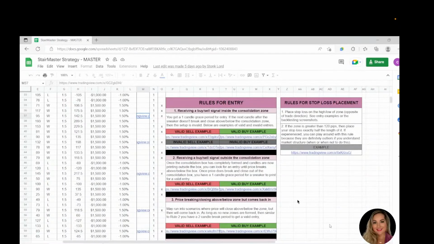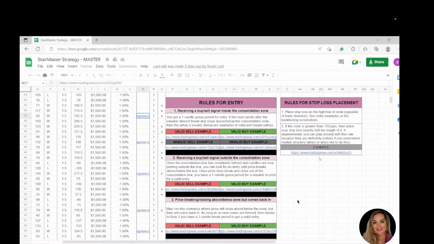There is an exception to not using just the blue boxes, and that is if your stop loss when you go to place it is greater than 120 points. If that is the case, then you will place your stop loss exactly half of the length of that blue box. So you will half the consolidation zone box. If you are an experienced trader, though, you can feel free to play around a little bit with structure, using market structure or using your own analysis based off of what you're seeing to the left or previous price action.